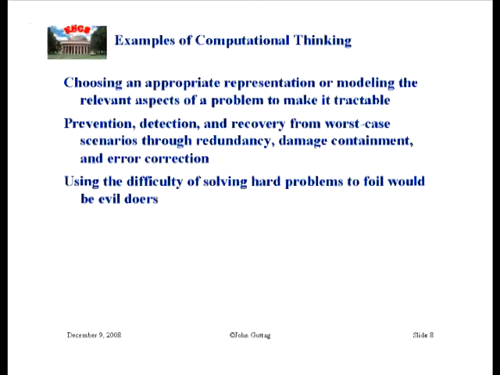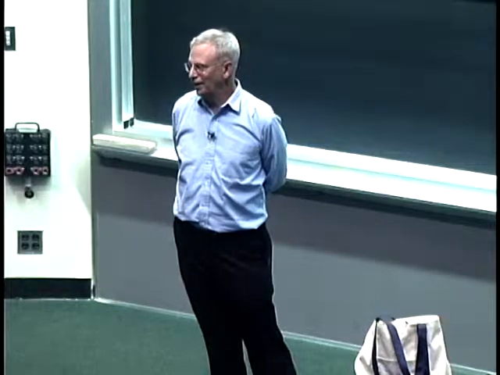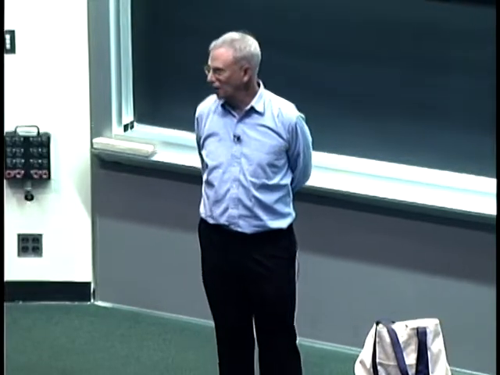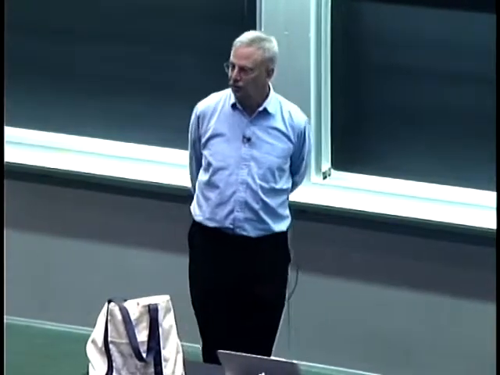So some other examples: choosing an appropriate representation, modeling the relevant aspects of a problem to make it tractable. And this is the essence of abstraction that computer scientists learn, which is how to figure out what's relevant and ignore what is irrelevant or less relevant. It's to focus on the important things. That's an enormous skill, not only in computing but in life.